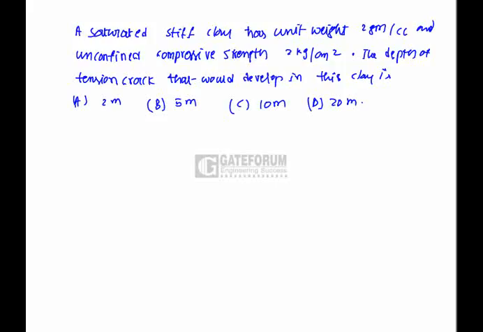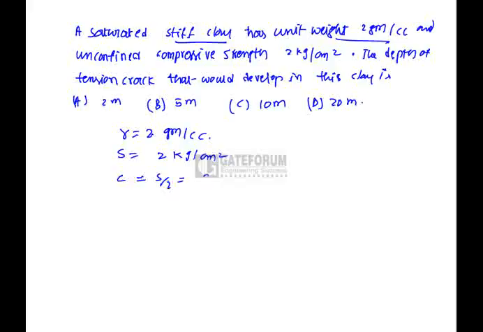Question is, a saturated stiff clay has a unit weight gamma given as 2 grams per cc, and the unconfined compressive strength S is given as 2 kg per centimeter square. The cohesion is S by 2, which is 2 by 2, that is equal to 1 kg per centimeter square, that is equal to 1000 grams per centimeter square.